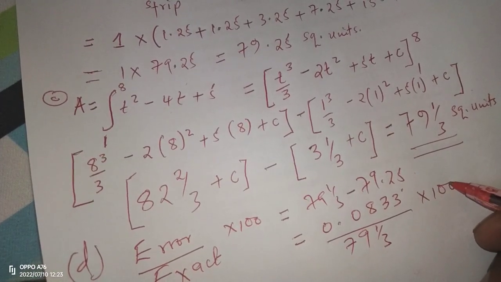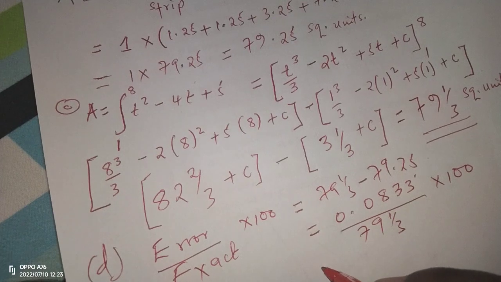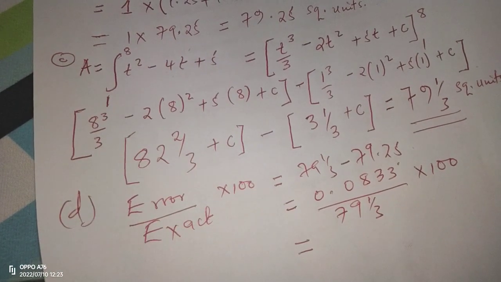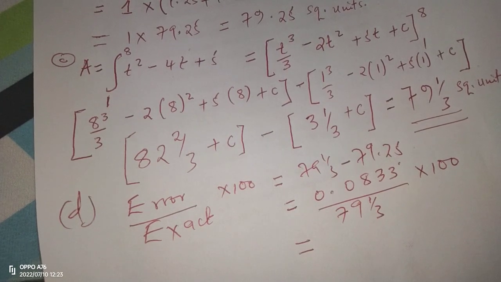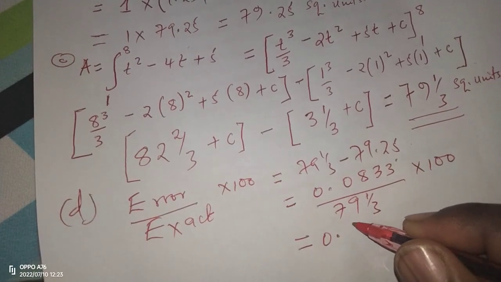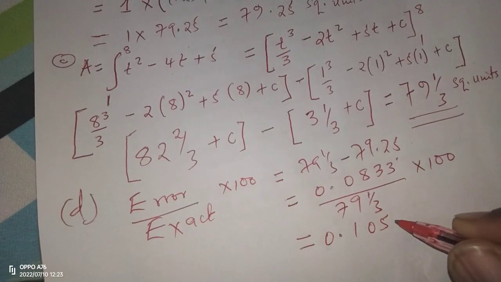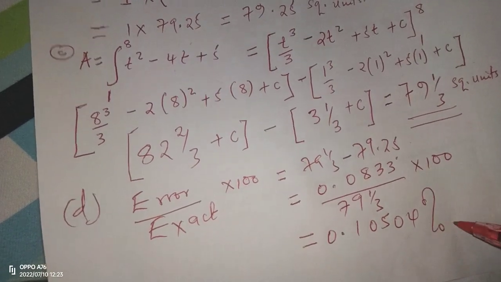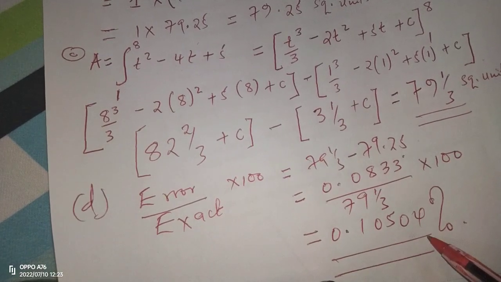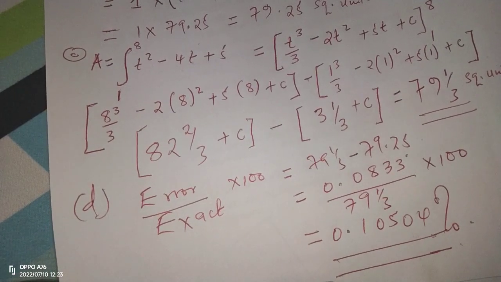we multiply by 100, and we're going to get the percentage error in the calculation of the area. This is going to be 0.10504%. So this is the percentage error in the calculation of the area using the mid-ordinate rule.